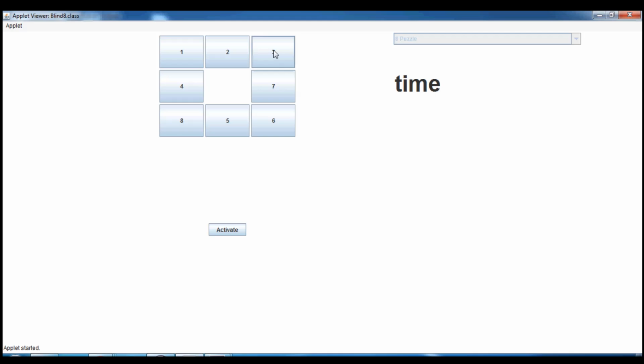So 3 goes here, 3 went there, 6 went there, and 7 here went there. So what are conjugates? Sometimes also referred to as setup moves.